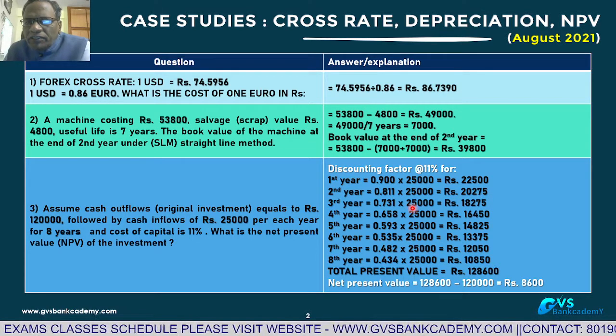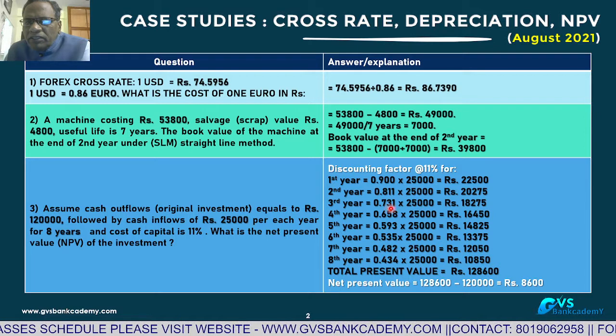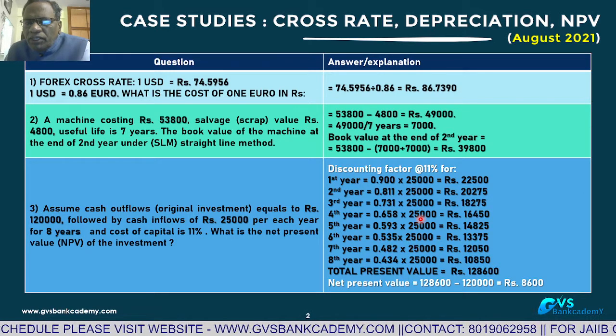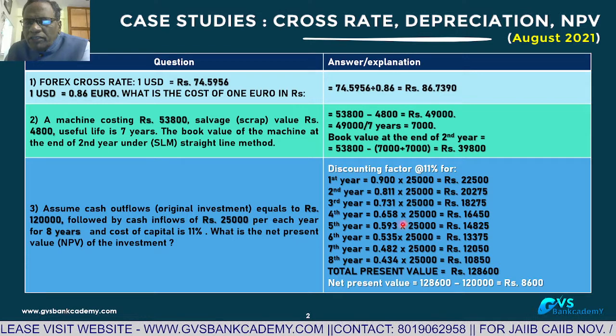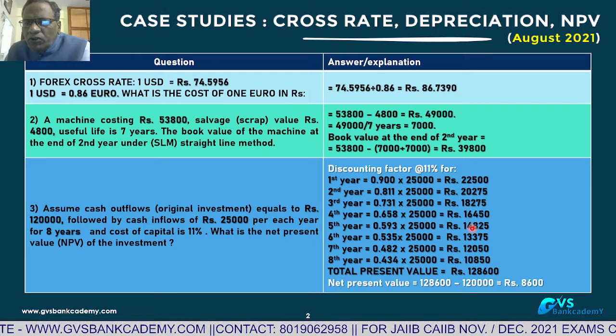At the end of the third year we are getting 25,000. Today's value at multiplying factor 0.731 is 18,275. At the end of the fourth year we are getting 25,000. Today's value is 16,450 at a discounting factor of 0.658. In the fifth year we are getting 25,000. What is the value of today at a discounting factor of 0.593? 14,825.